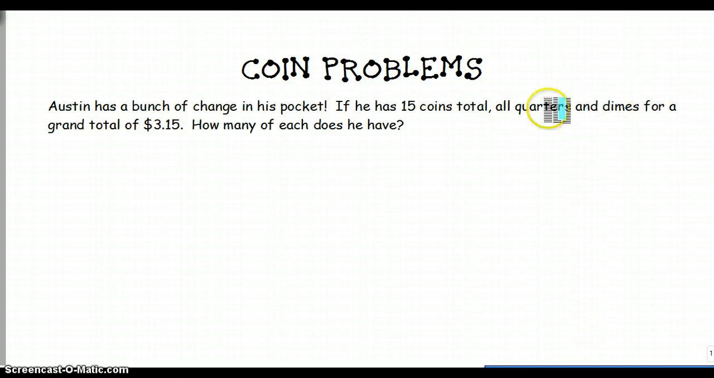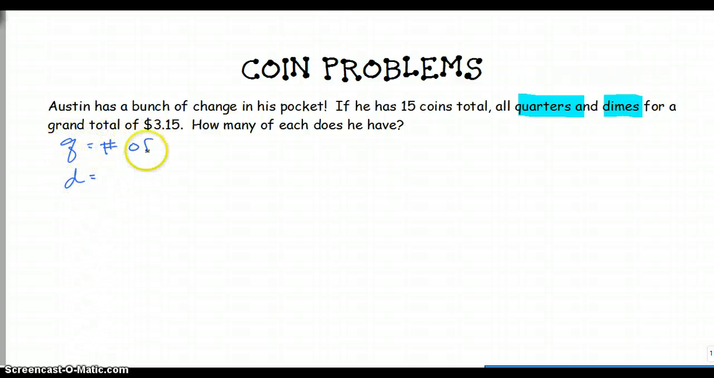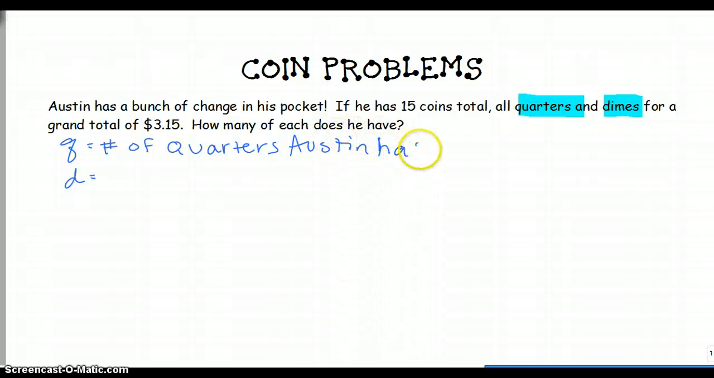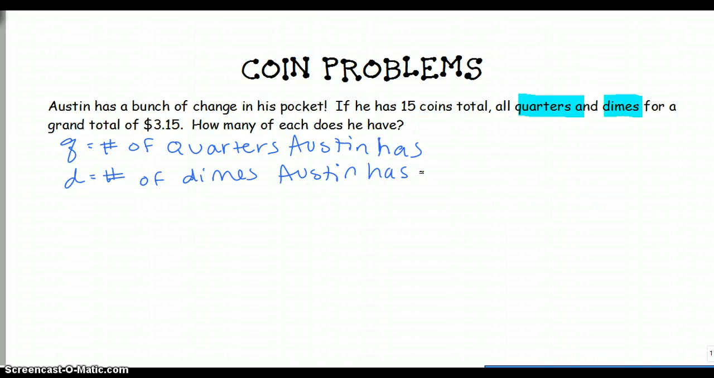If he has all quarters and dimes, let's just use Q and D, where Q is the number of quarters Austin has, and D equals the number of dimes Austin has. So in order to set up our equations, we have to look for a couple of totals. Now he has 15 coins total in his pocket, and how much it's worth is $3.15.